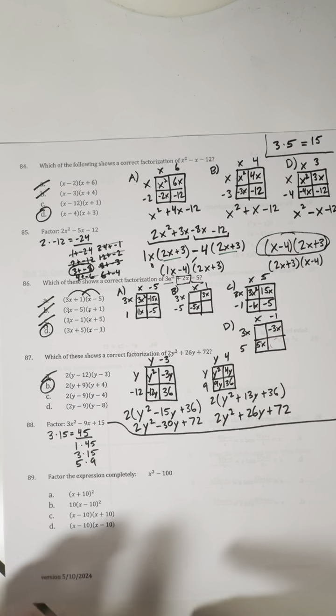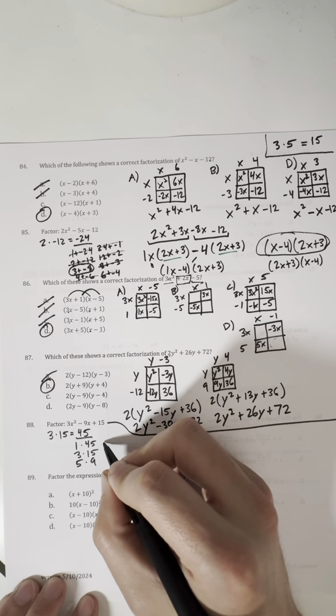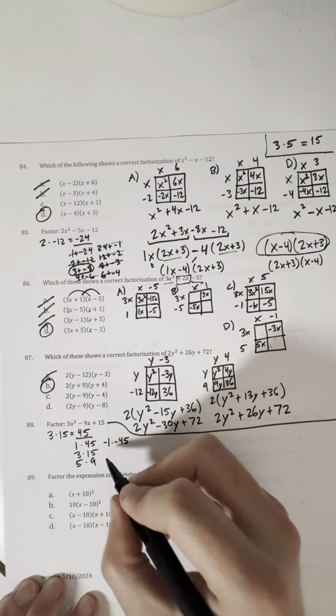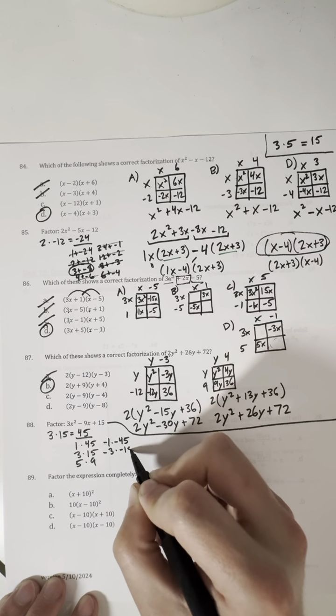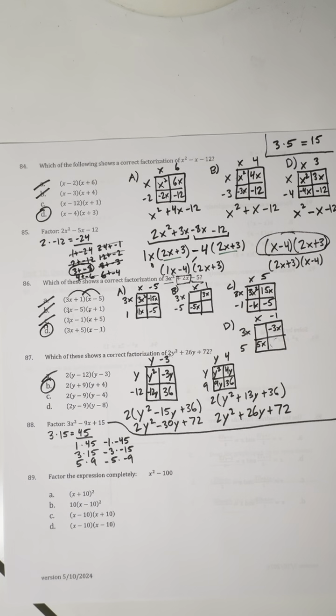Well, I can also do negatives. That's another option. So if I want to make 45, I could do -1 times -45, or -3 times -15, or -5 times -9. I'm looking for one that adds to make -9. I don't see any. I don't see any that add to make -9.